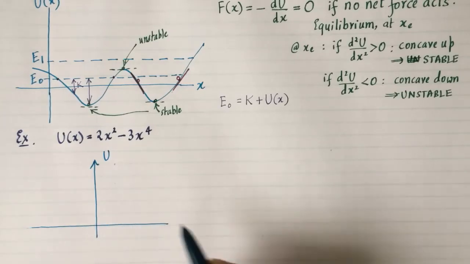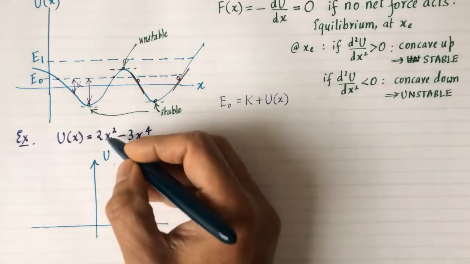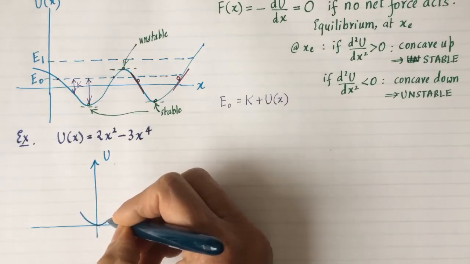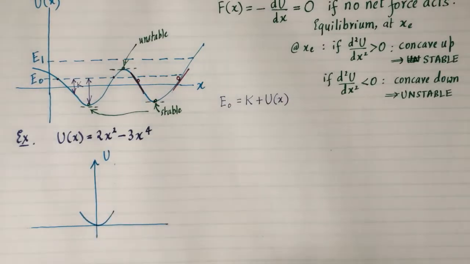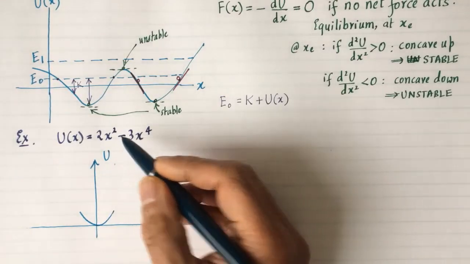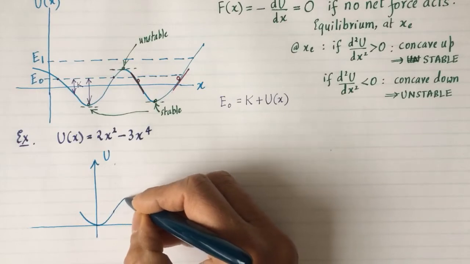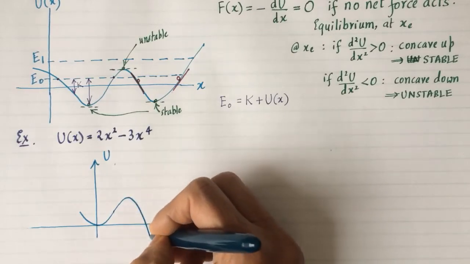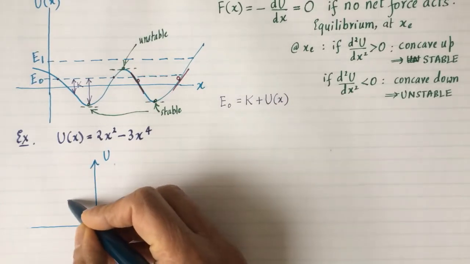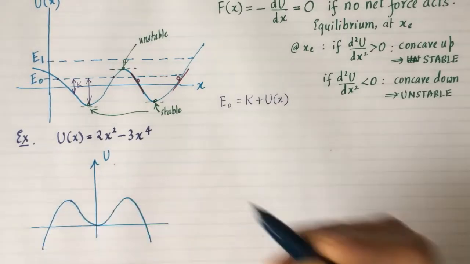I have to look at both positive and negative values. X squared is like a parabola, and for small values of x, that will dominate. For large values of x, x to the power 4 will dominate, and that's going to have a negative sign. So at some point I can expect this graph to turn around and get dominated by x to the 4. So that's how the graph should look.